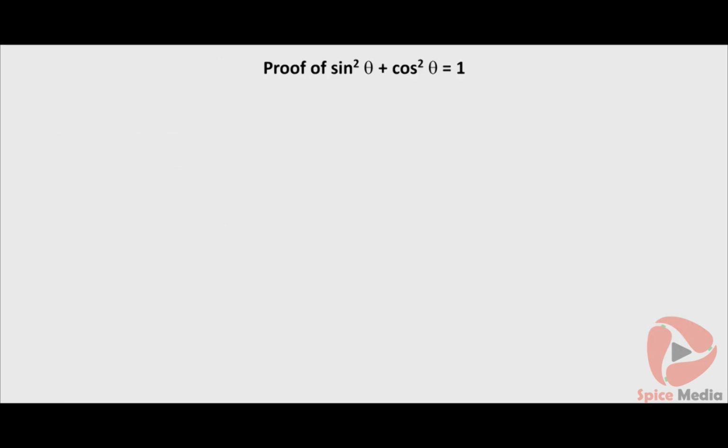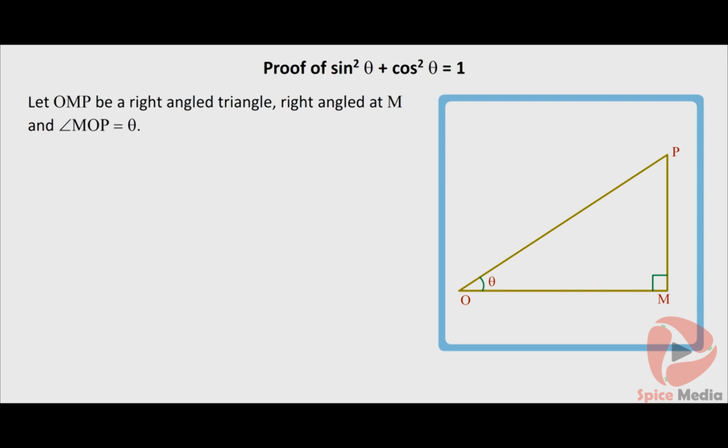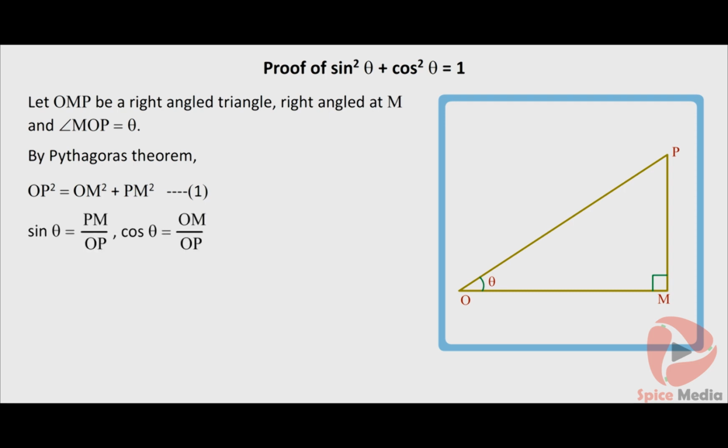Let us prove the identity sin squared theta plus cos squared theta is equal to 1. Let OMP be a right-angled triangle, right-angled at M and angle MOP is equal to theta. By Pythagoras theorem, OP squared is equal to OM squared plus PM squared. Sin theta is equal to PM by OP. Cos theta is equal to OM by OP.